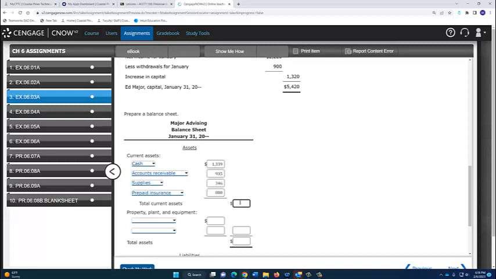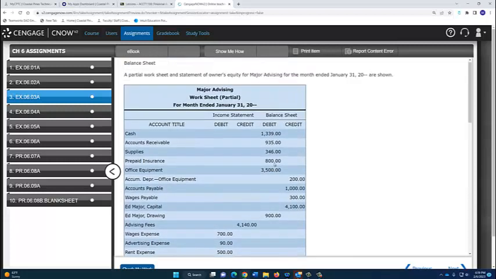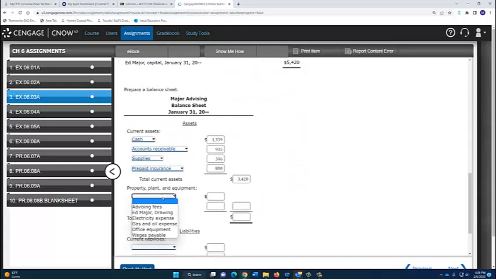When I add those up, I get total current assets of $3,420. Next, we're going to enter the property, plant, and equipment, and that means any asset that is going to last for more than an accounting period. So this office equipment we're going to use in the future over several years. So office equipment and its accumulated depreciation is going to go under property, plant, and equipment.